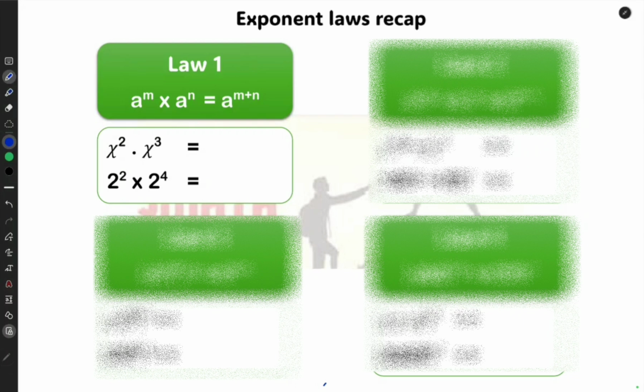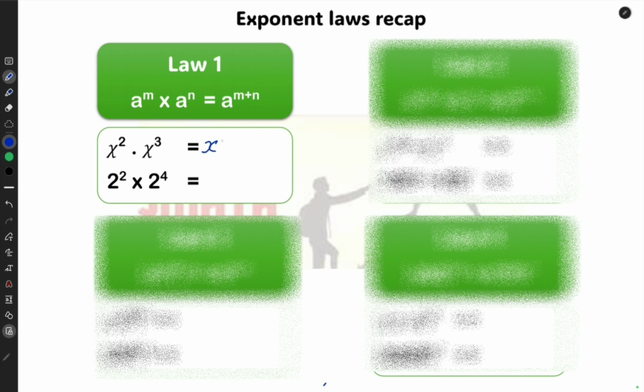This is the exponents chapter for grade 11, but we're going to start with a recap of all the exponent laws you need to know by now. You started learning these laws at about grade 8 or 9, so let's just revise. Law 1 says, if I multiply the same base, I'm just going to add exponents.